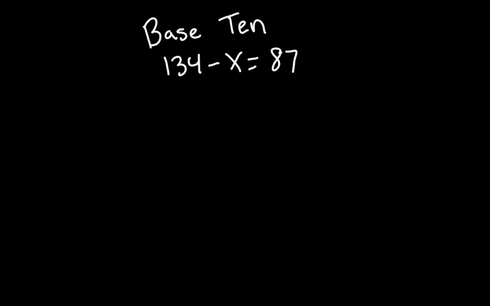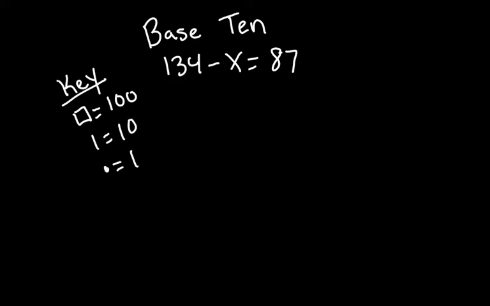Base 10 blocks are manipulators that we use in class that they've probably used since first grade, and they just help them with place value. I'm going to draw a key and a square on paper, and what they look like in person are: a square is 100, a line or stick is 10, and a cube or dot is 1.